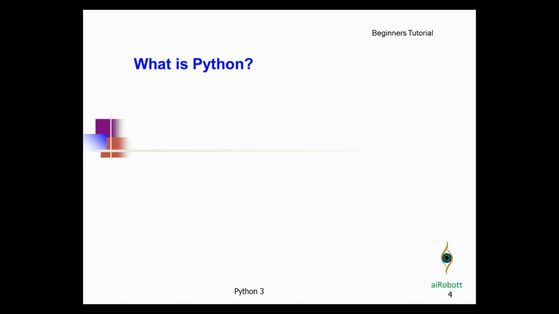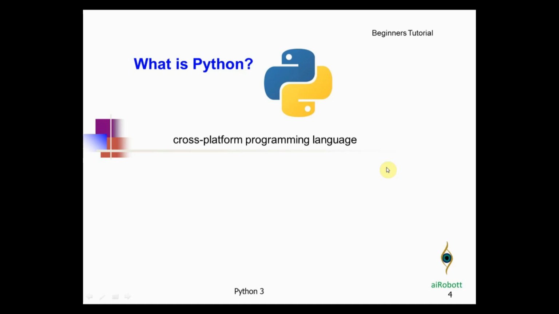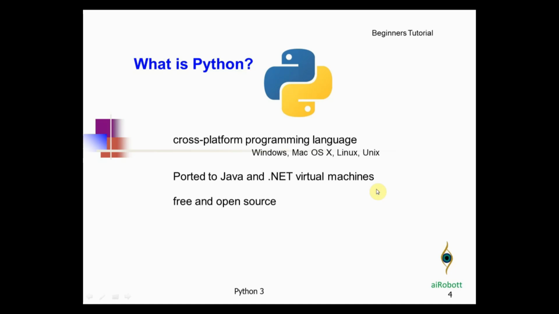First of all, what is Python? You can see here, this logo is the Python programming language logo. Python is a cross-platform programming language. It can run on Windows, Mac OS X, Linux, Unix, etc. Python is ported to Java and .NET virtual machines also. It is a free and open source programming language.